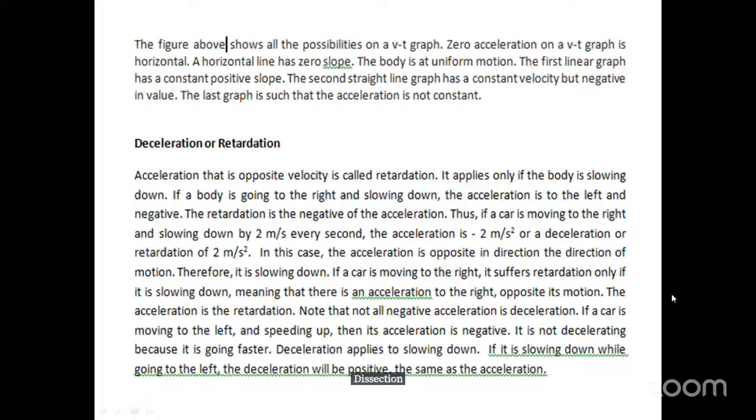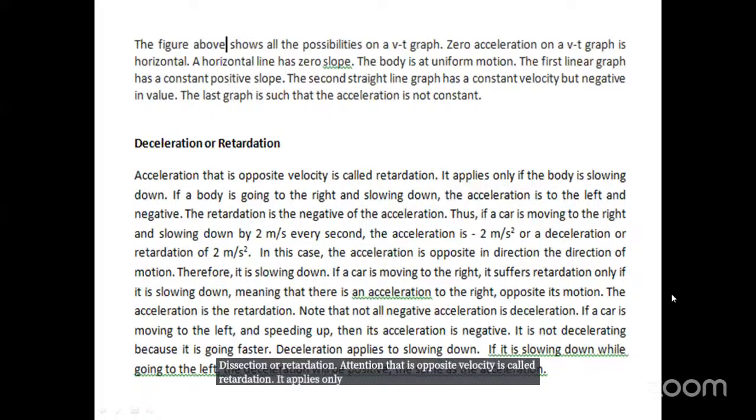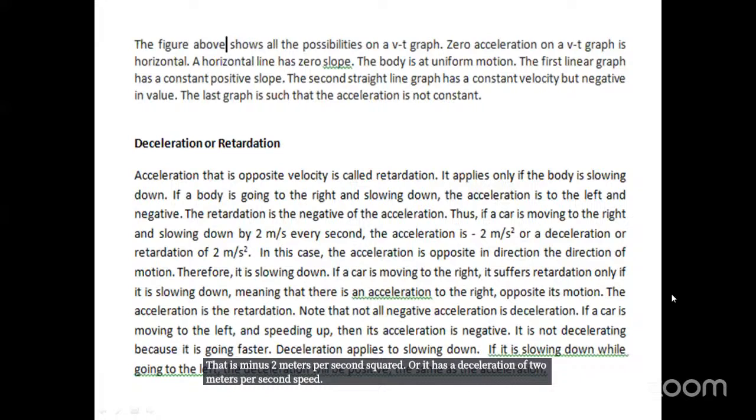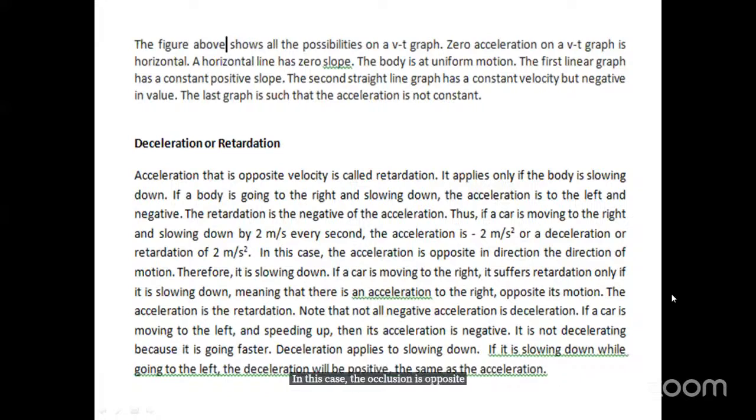Acceleration or retardation? Acceleration that is opposite velocity is called retardation. It applies only if the body is slowing down. If the body is going to the right and slowing down, the acceleration is to the left and negative. Retardation is negative of the acceleration. If the car is moving to the right and slowing down by 2 meters per second every second, the acceleration is minus 2 meters per second squared, or it has a deceleration of 2 meters per second squared. In this case, the acceleration is opposite in direction to the direction of motion. Therefore, it is slowing down.